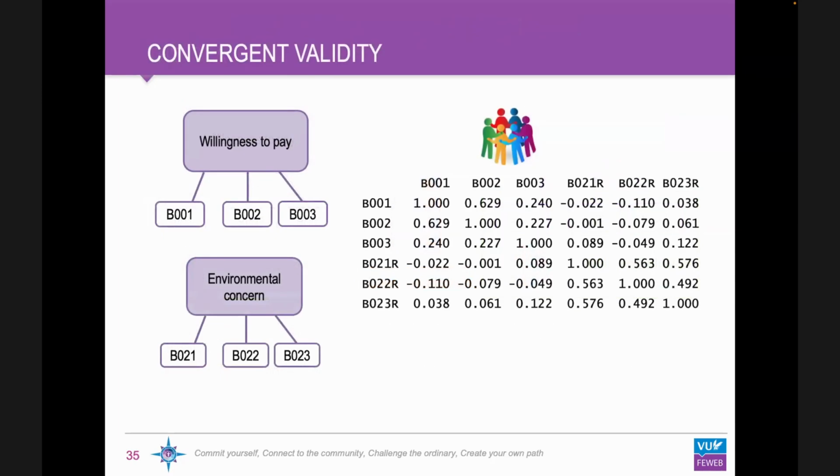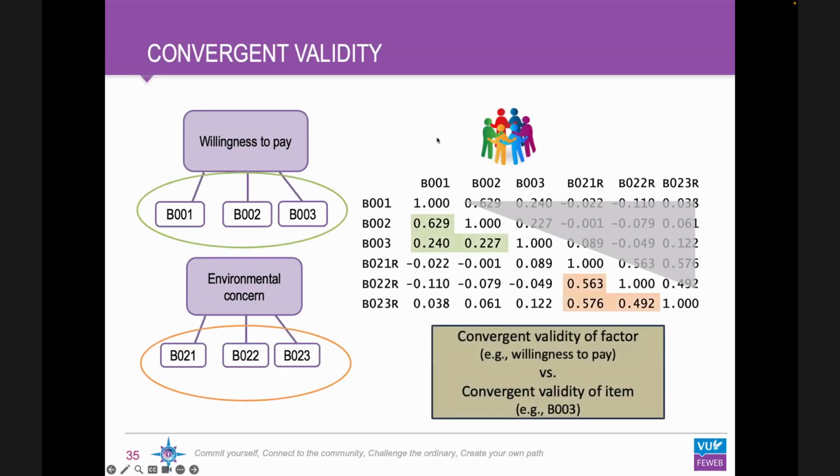Okay. Let's now look at a bigger correlation matrix, including all of the items for both of the constructs. So 1, 2, 3, 21, 22, 23, and these are reverse coded. Here, to establish convergent validity, we should look at the items under the same constructs.